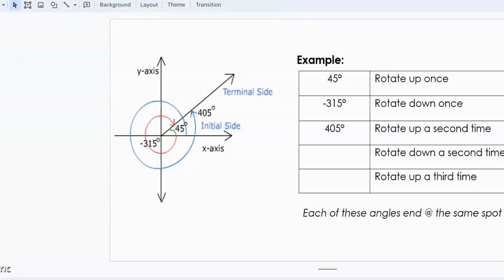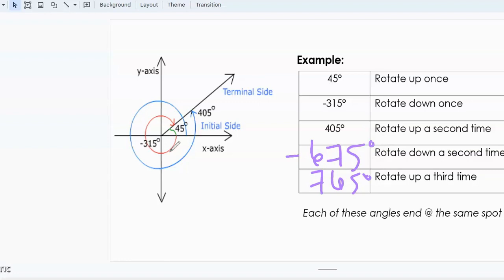If I wanted to rotate a third time, then I have to go another full rotation, and that's going to get me 765 degrees, which, as you can see, starts to make you think, what the heck, how many rotations is that? On the contrary, I could also rotate down as many times as I want. So if I rotated down once, I'm at negative 315. If I want to go another full rotation, that's going to get me to negative 675 degrees. So again, if you notice, all of these angles are located at the same exact spot.